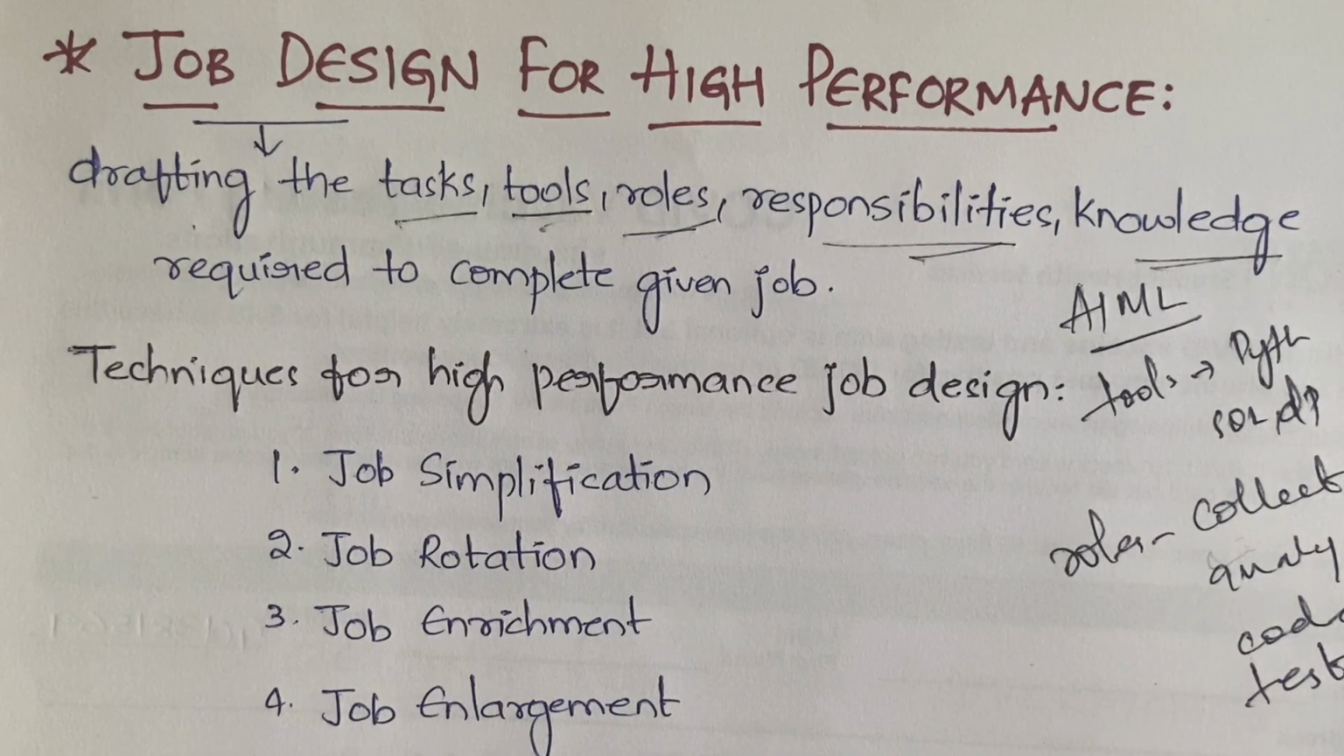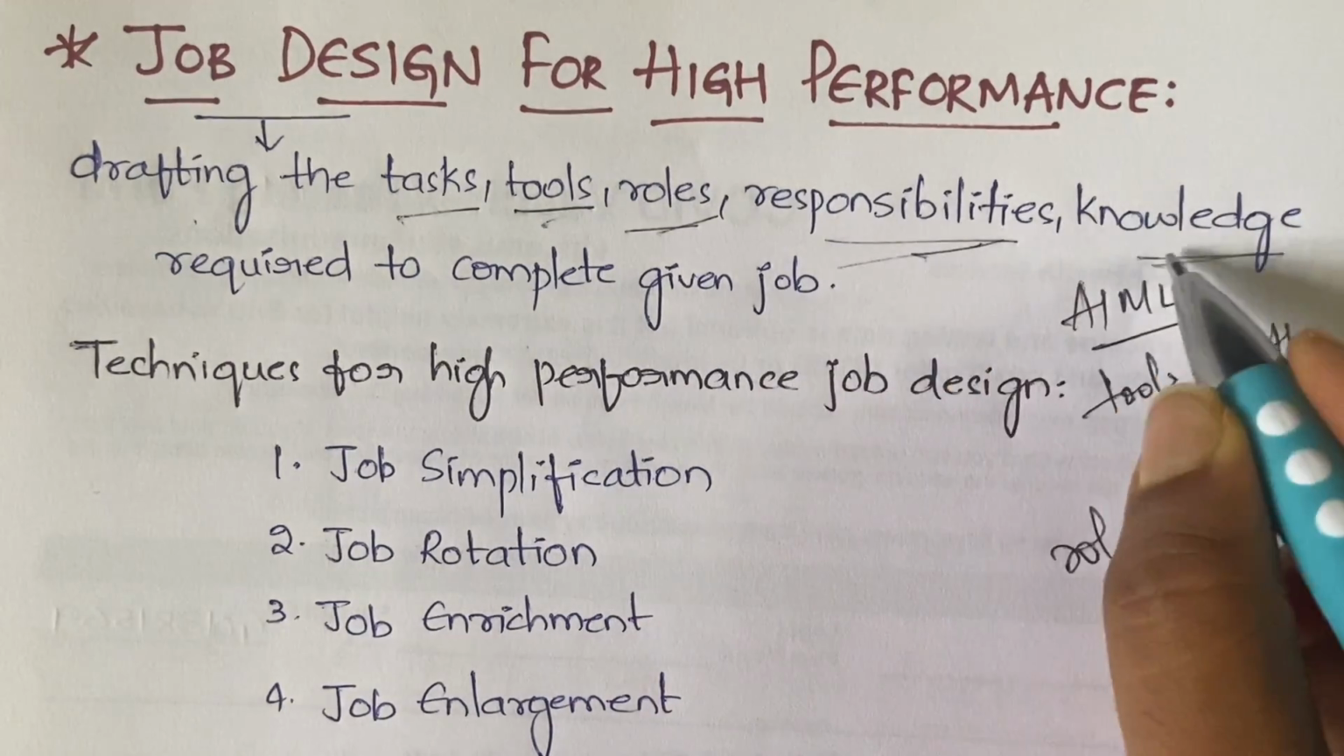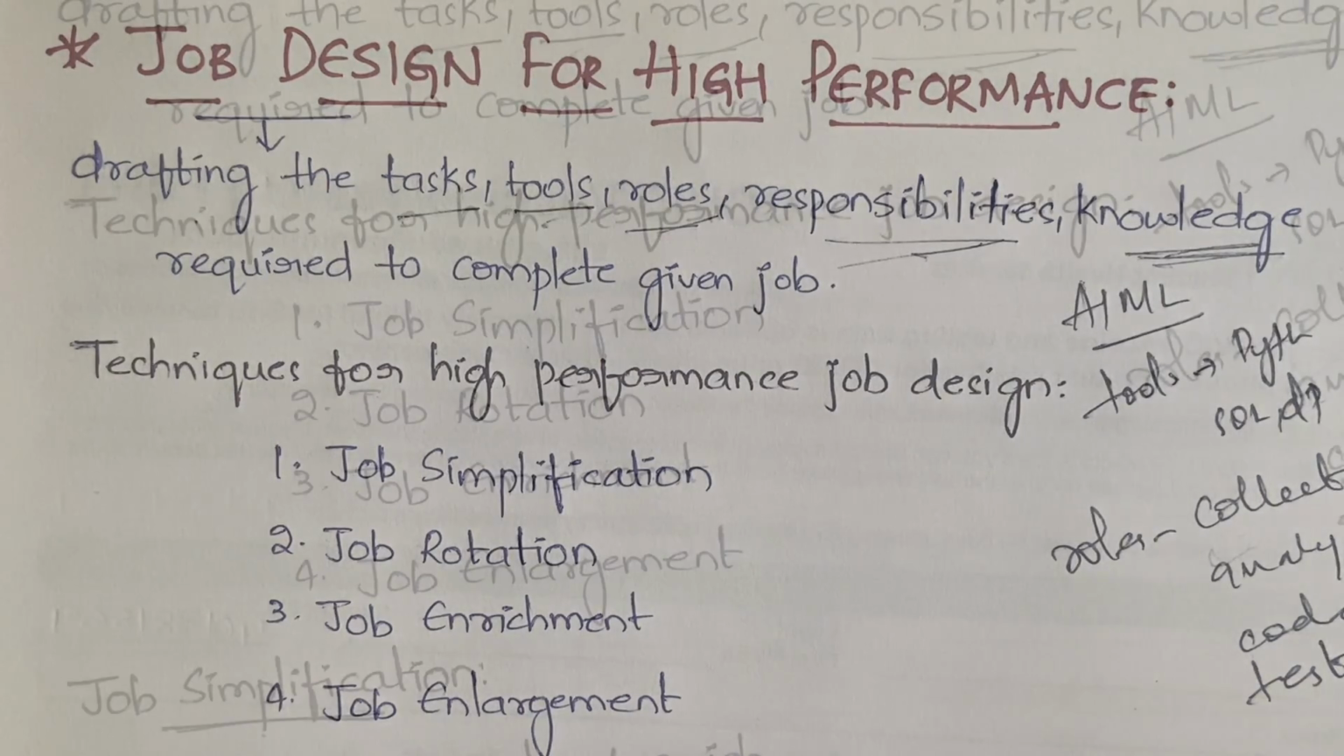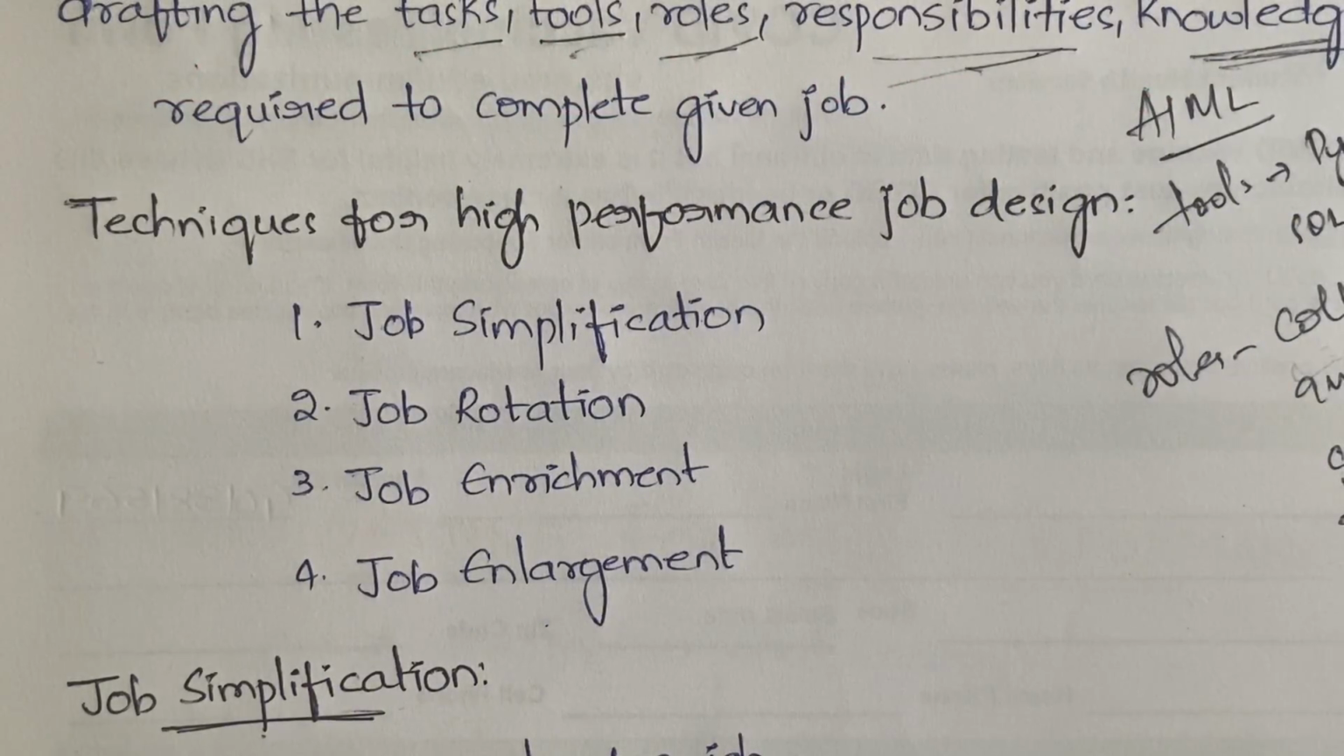And what are your responsibilities? You have to first start writing the code, and then you have to test it against all your use cases. If it is not working, you have to modify your code and all. So those are your responsibilities. And what is the knowledge required? You have to have coding knowledge in Python, you have to have knowledge about SQL, you have to have knowledge about documentation and all, right? So this is nothing but job design. You are making a list of all these things, then it is called job design. Okay, very simple. Now let's see what are the different techniques we have for high performance job design.